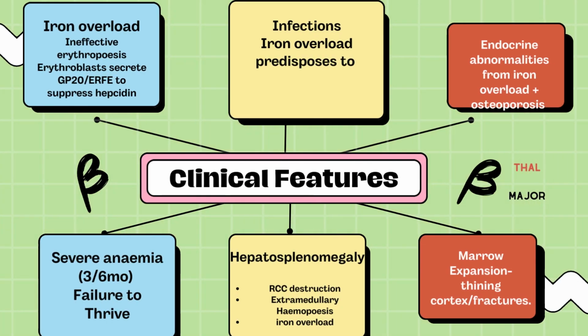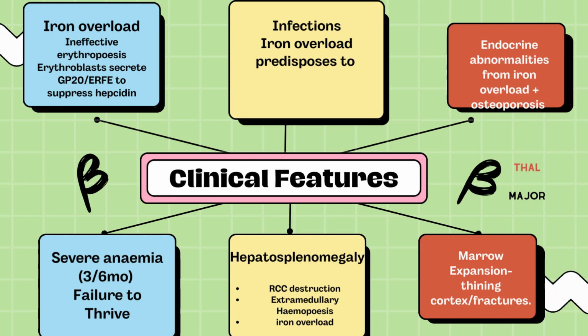The clinical features of beta thalassemia major include severe anemia that's apparent around 3 to 6 months after birth, when the gamma chain production switches to beta chain production. The infant presents in the first year of life with failure to thrive, pallor, and a swollen abdomen. Swollen abdomen might be because of splenomegaly, enlarged liver and spleen, and that's from excess red cell destruction, extramedullary hematopoiesis, or iron overload, which happens later on in the pathophysiology.